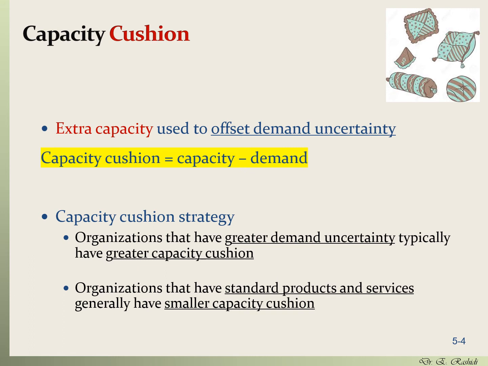If your organization is a type of organization or industry that faces a lot of uncertainty in the market, you are advised to have a greater capacity cushion. On the other hand, if your organization has standard products and services, that means you don't get a lot of uncertainty, it's more standard, then you don't have to have a lot of capacity cushion. A smaller capacity cushion would do fine.